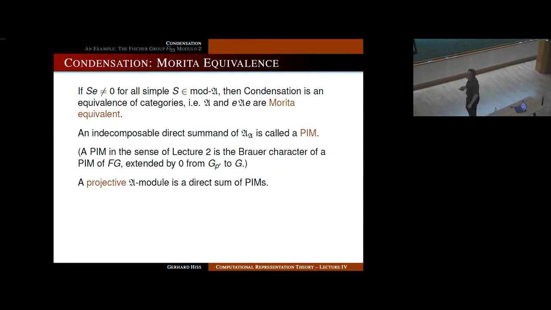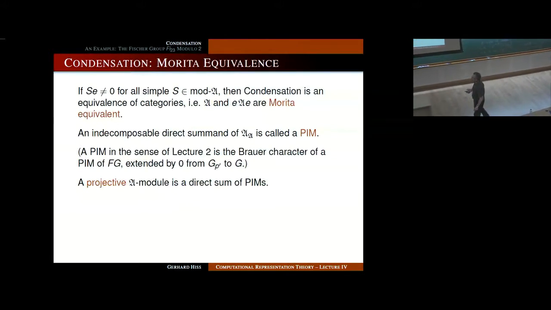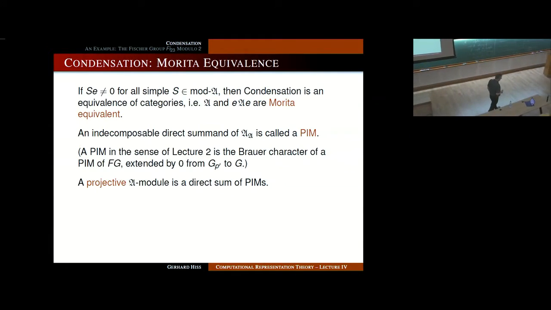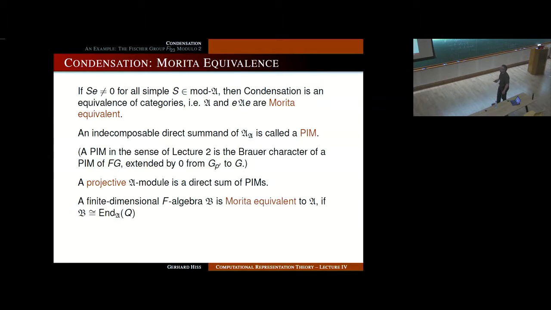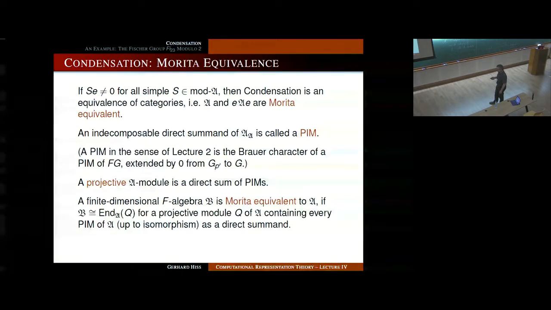A projective A-module is a direct summand of a direct sum of A-modules, but this is the same as a direct sum of PIMs because of the Krull-Schmidt theorem. Every module decomposes uniquely into a direct sum of indecomposables. And a finite-dimensional F-algebra B is Morita equivalent to A if B is isomorphic to the endomorphism algebra of a module Q of A, where Q is projective and contains every PIM of A up to isomorphism at least once.